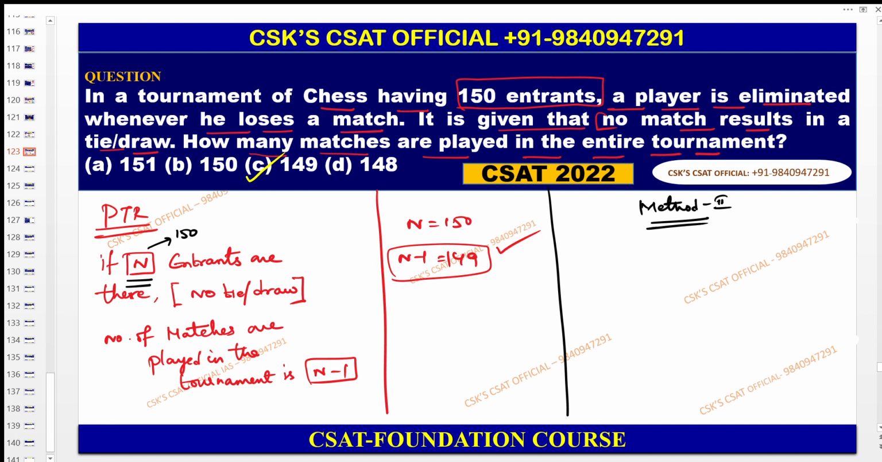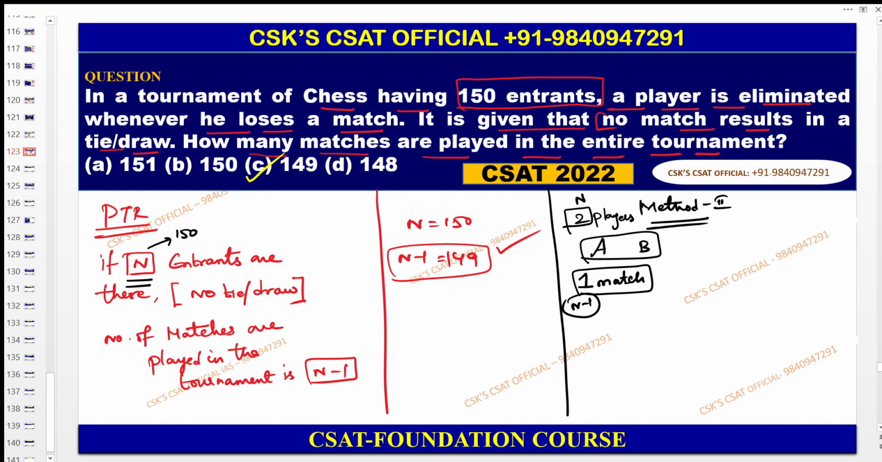Okay. Now listen carefully. You take two players here. So this is nothing but the two players. For two players, in order to decide who wins and who loses in a tournament or match, how many matches are required? One match is required. Therefore, n players require n minus 1 matches.